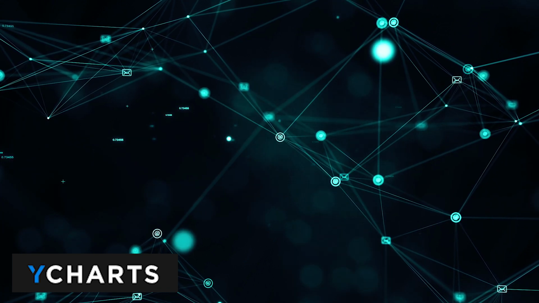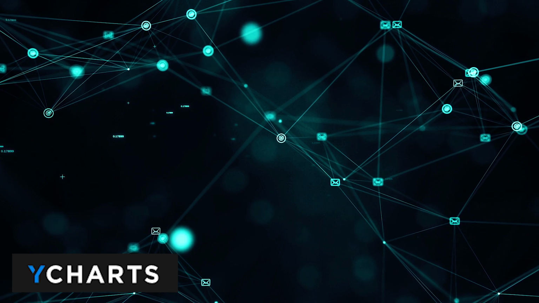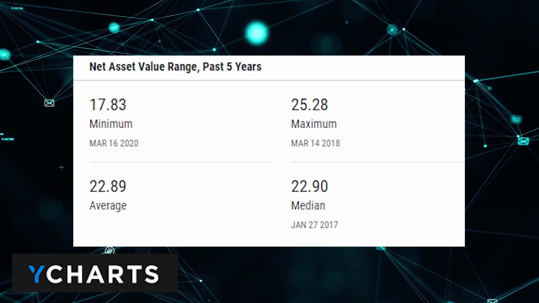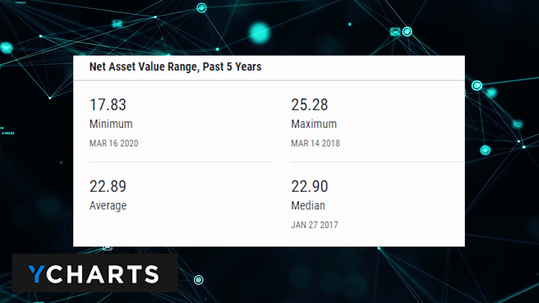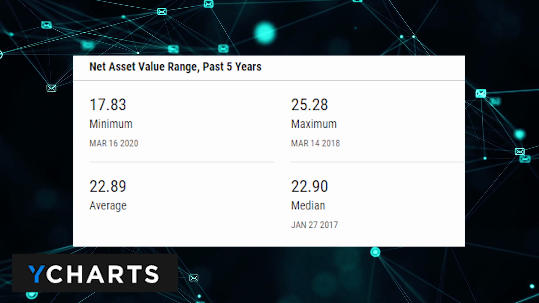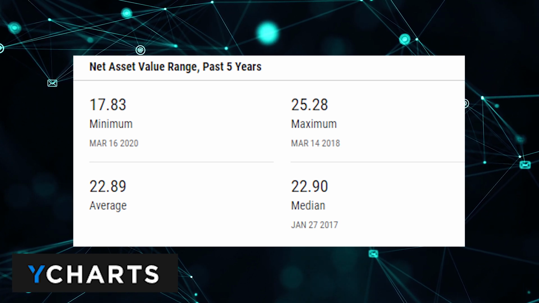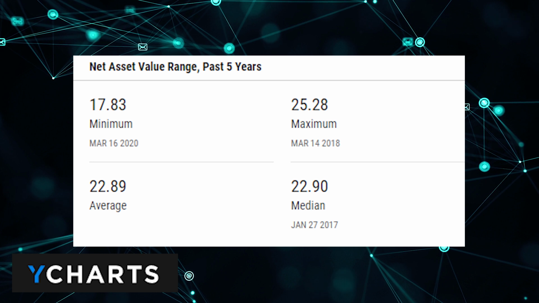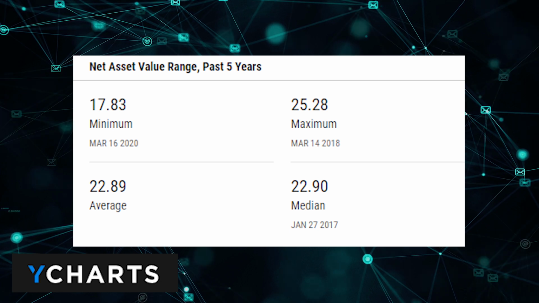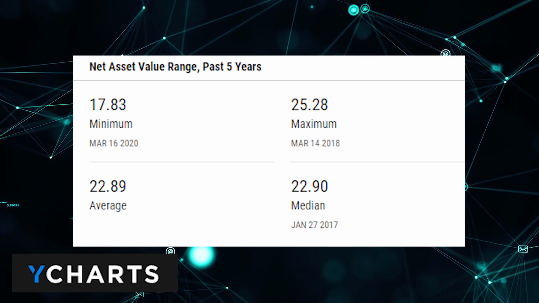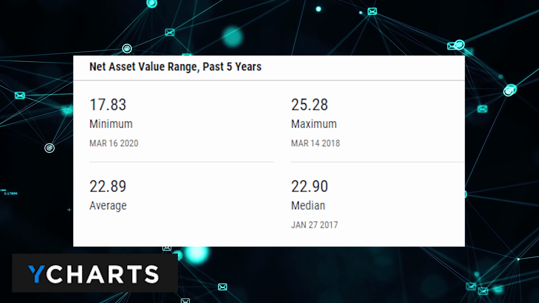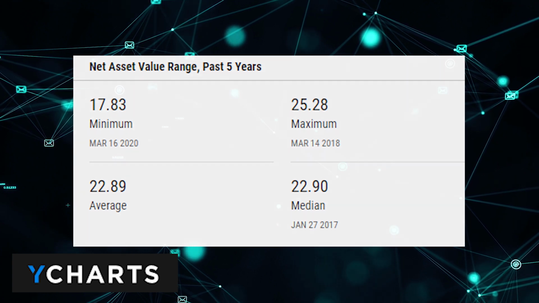To make things simpler for those that didn't want to go to the website, YCharts did provide this short list of stats. Over the past 5 years, the minimum net asset value of QYLD was $17.83. And this was right at the bottom of the March 2020 COVID crash. The maximum net asset value was almost exactly 2 years earlier in March 2018. And the average net asset value for the fund is $22.89, right between that $20 to $25 range that we discussed earlier.